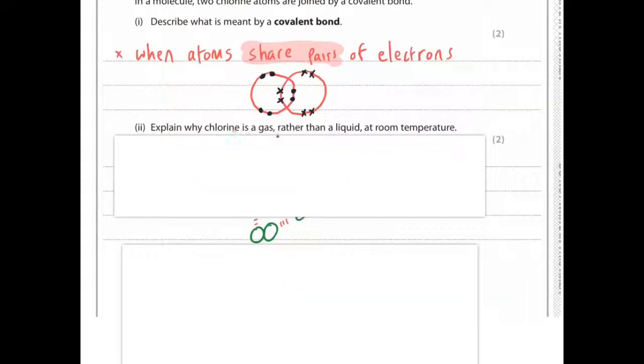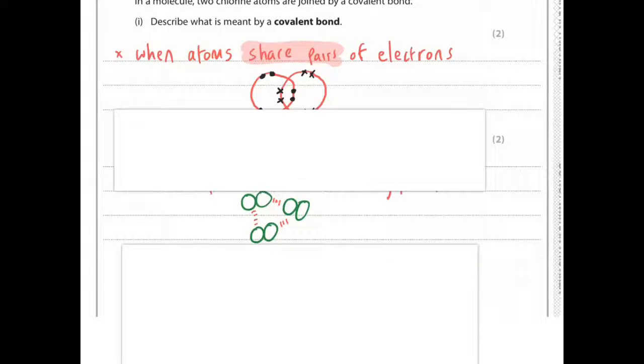Explain why chlorine is a gas rather than a liquid at room temperature. This is a really popular question with a very standard answer, so look out for it. Whenever they're asking about why something is a gas and something else is a liquid at the same temperature, it's to do with intermolecular forces. Between molecules, you have forces called intermolecular forces, forces of attraction. Now, these are weaker in some molecules and stronger in others.